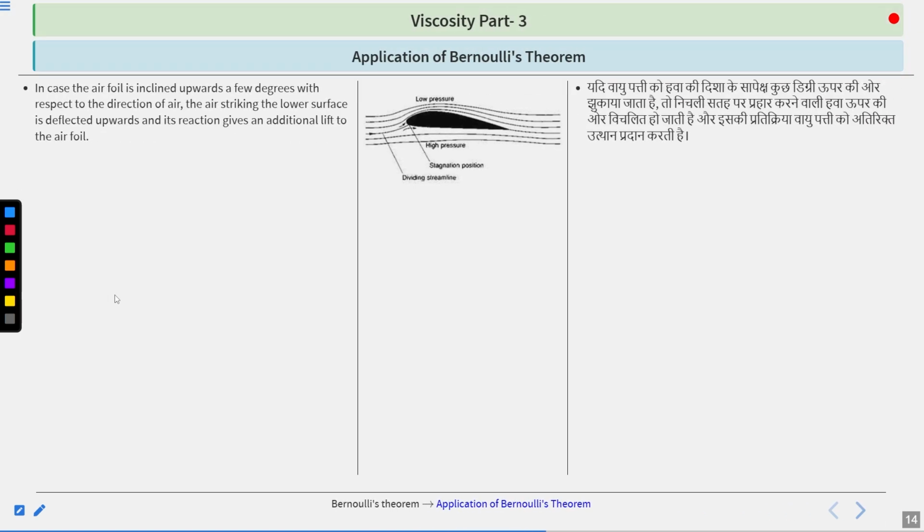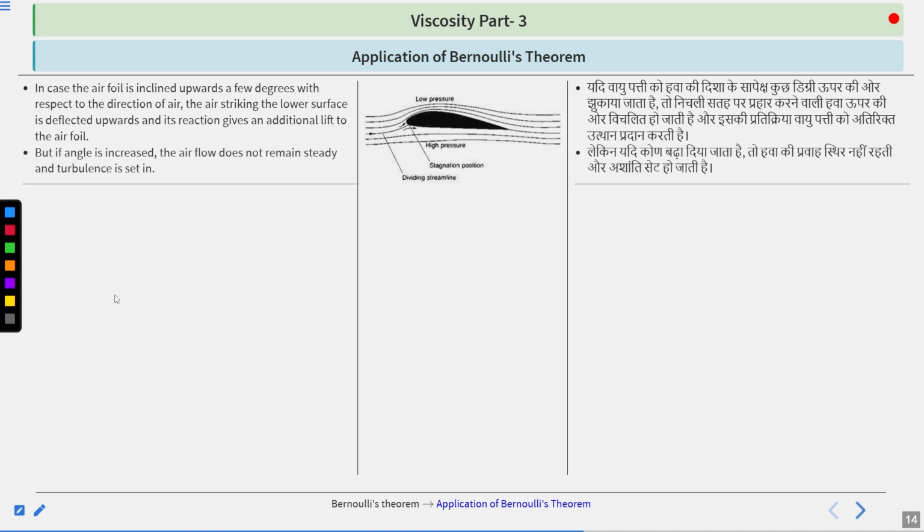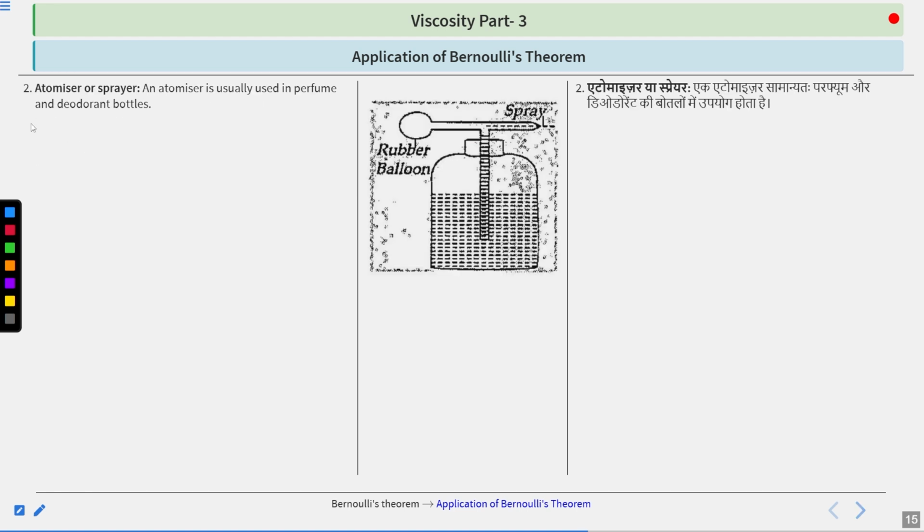In case the airfoil is inclined upwards a few degrees with respect to the direction of air, the air striking the lower surface is deflected upwards and its reaction gives an additional lift to the airfoil. But if the angle increases, the airflow does not remain steady and turbulence sets in. Okay. Now, second is atomizer or sprayer.